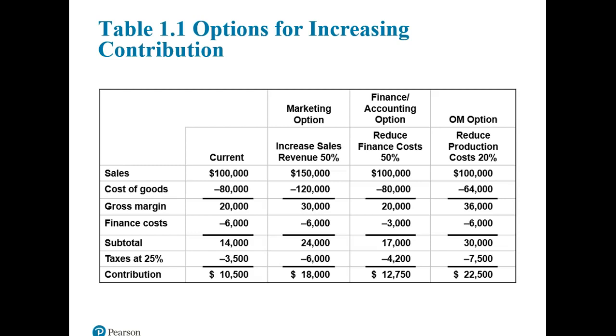We'll leave this up here just so you can take it in. And if you look at the marketing option, you have an increase in sales revenue of 50%, and your sales were at 150,000, cost of goods 120,000. Gross margin becomes 30,000, financial costs 6,000, subtotal 24,000, and then your taxes at 25%, minus 6,000, and it brings you to an 18,000 contribution.